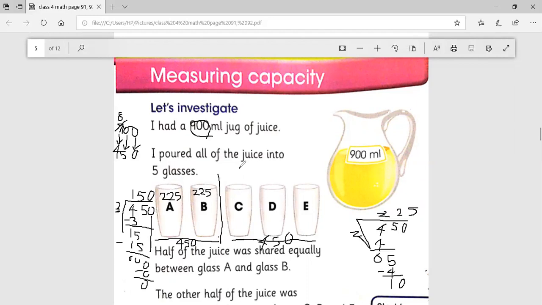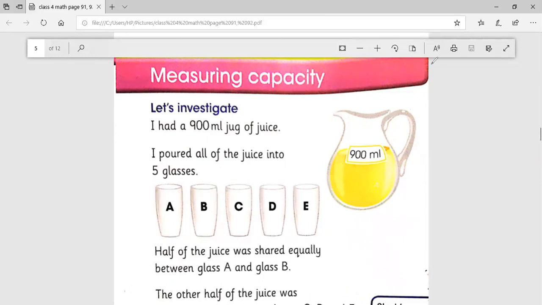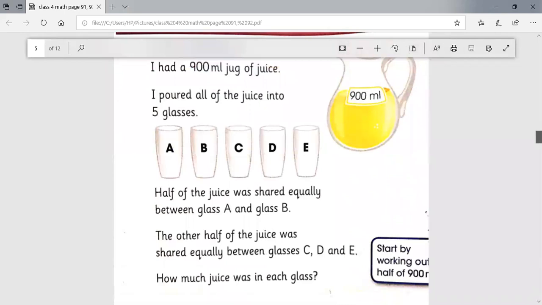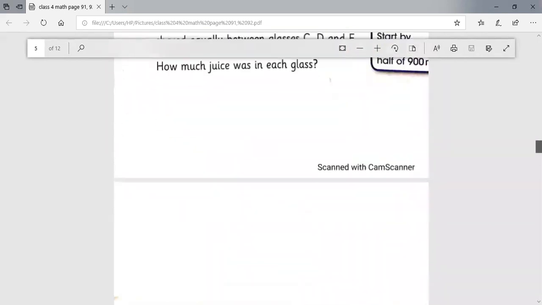So 150 here, 150 here, and here also 150. So 450 like this way, you are dividing. Okay, so how much each glass gets, that's right.